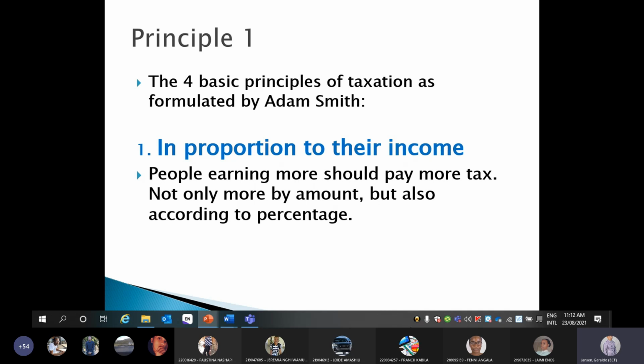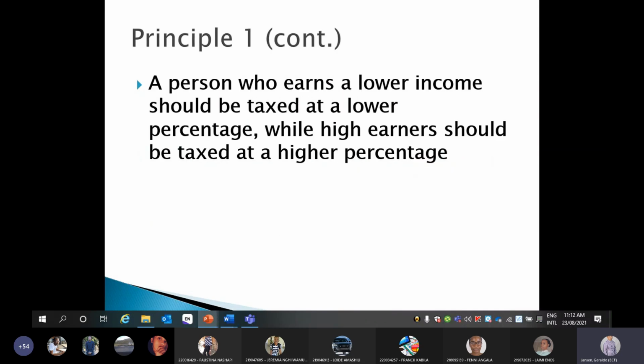And the first principle is in proportion to their income. Do you see, guys? They say if you earn less, you must pay less tax. If you earn more, you must pay more tax in proportion. To me, it seems like it should be a bit fair in terms of equity and all of that. So basically, people earning more should pay more tax, not only more by amount, but also according to percentage. A person who earns lower income should be taxed at a lower percentage, while high earners should be taxed at a higher percentage.